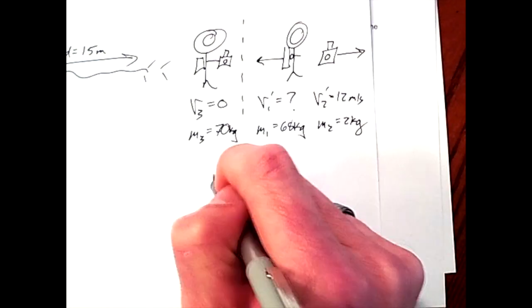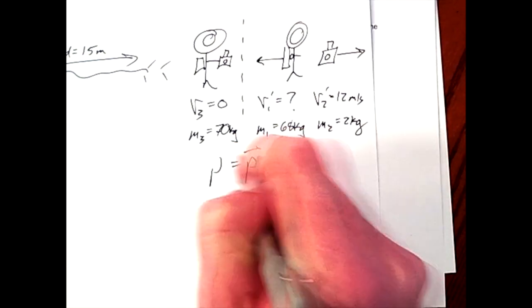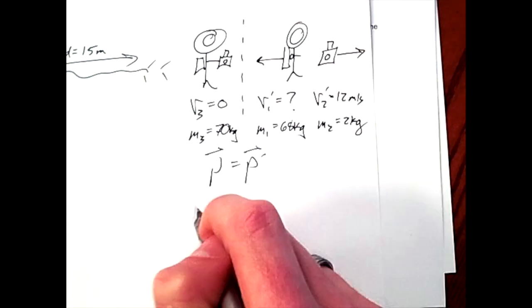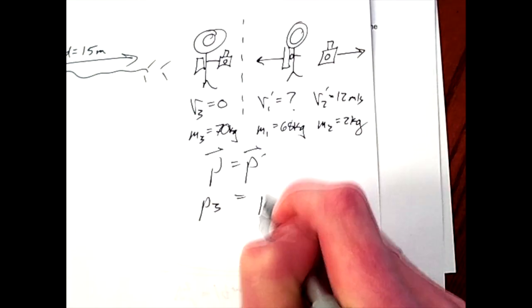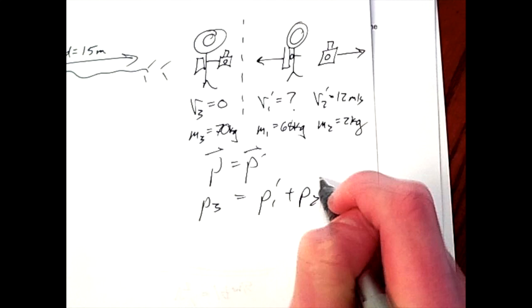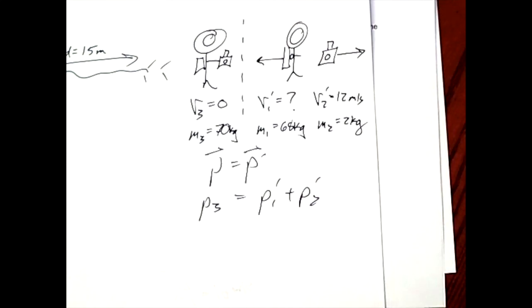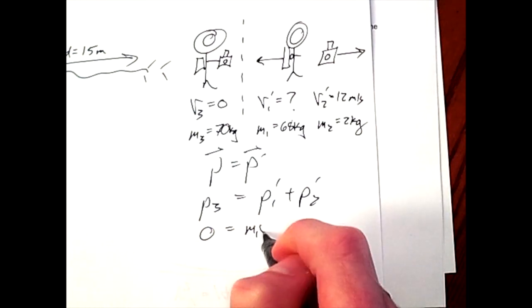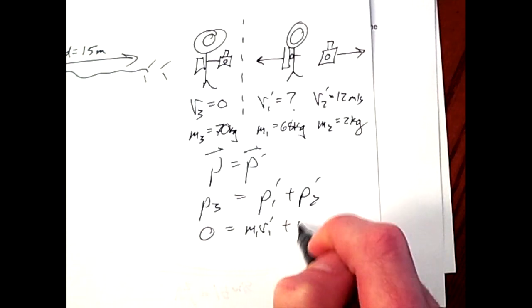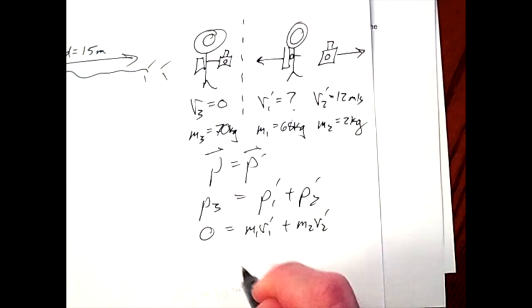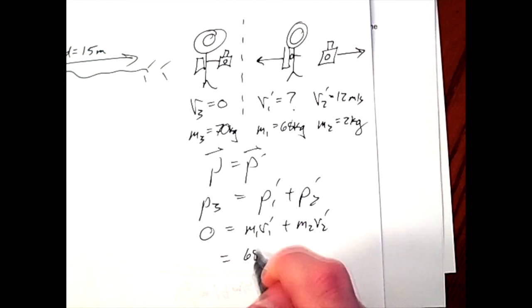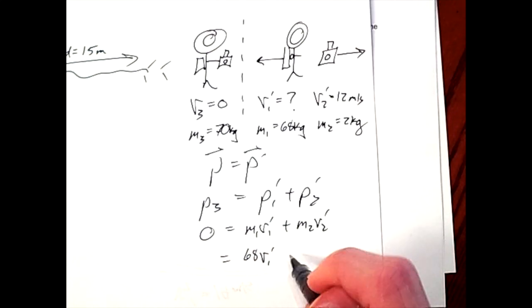Okay, so P equals P prime. I have P3 equal to P1 prime plus P2 prime because I have one object splitting into two. But P3 is 0 because nothing's happening. So then on this side, M1 V1 prime plus M2 V2 prime. M1 is 68. V1 prime is what I'm trying to find. 2 times 12.